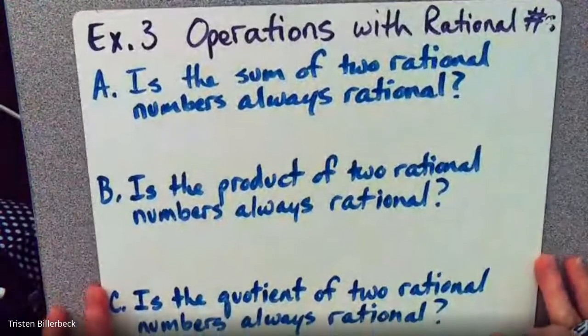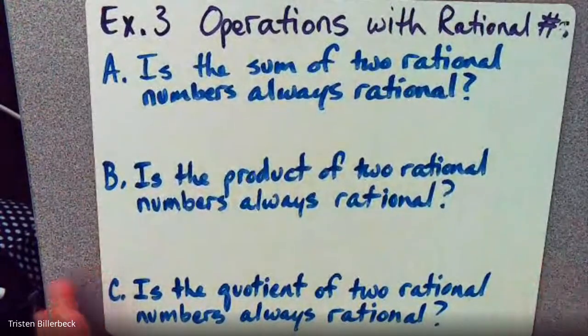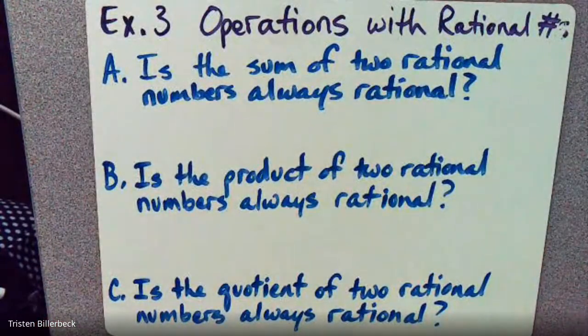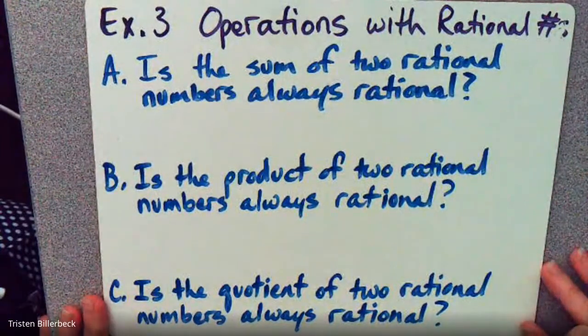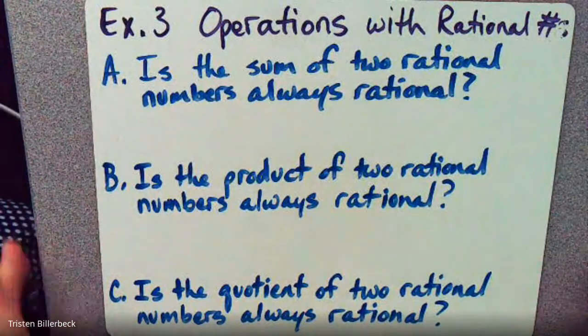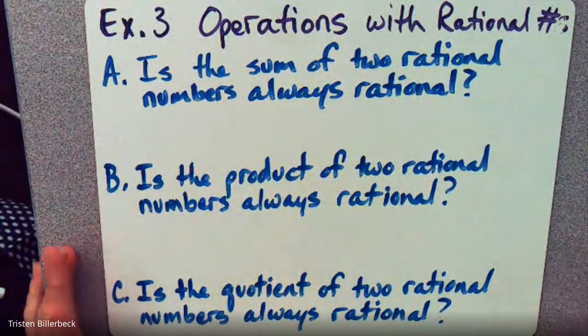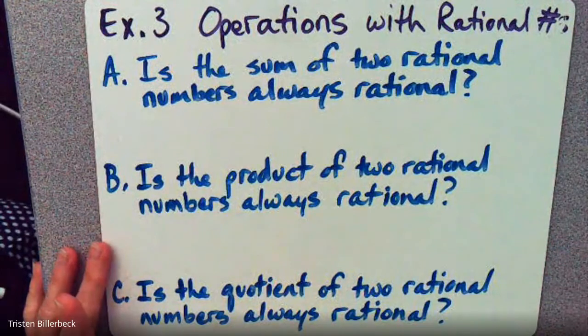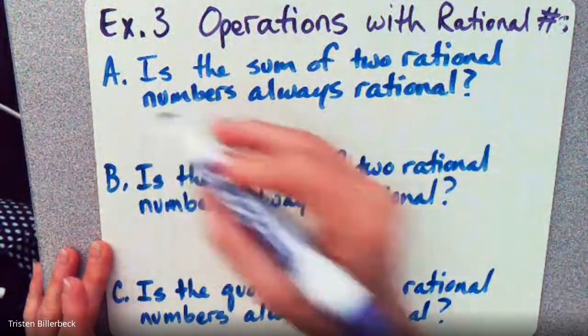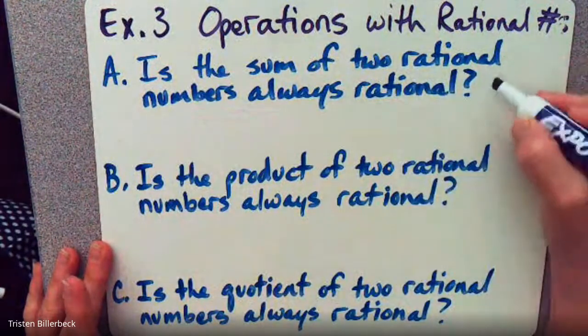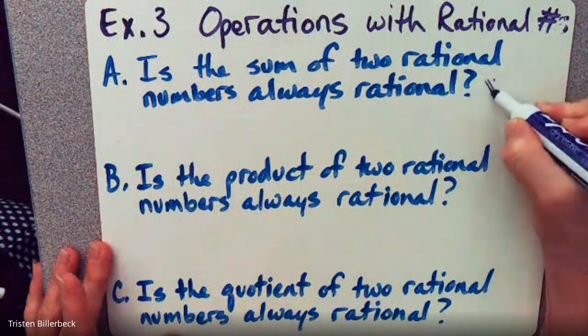All right, so let's talk about something that's a little bit abstract. Let's talk about operations with rational numbers. Is the sum of two rational numbers always rational? Well, the definition of a rational number is that it can be written as a fraction, two integers written as a fraction. So if we have one number, let's say one number is x.